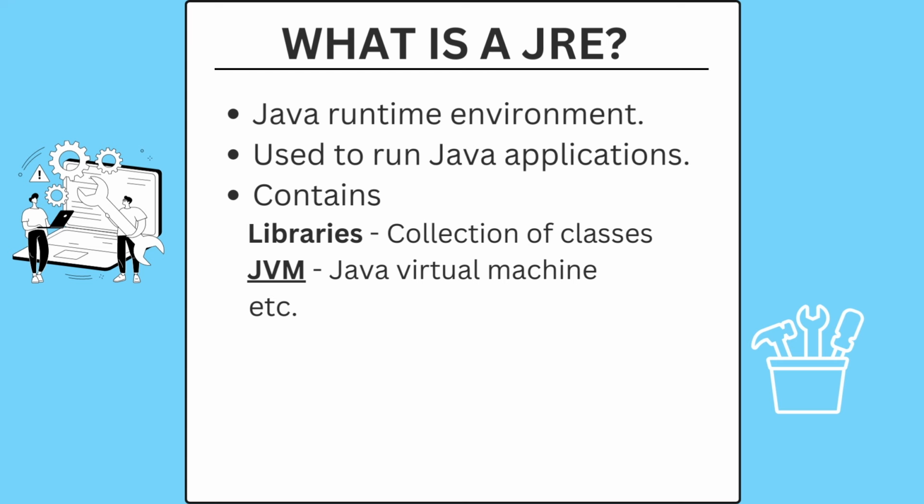And what is a library? We can think of a library as a collection of pre-built classes, right? So classes of some importance which have already been written, verified by expert programmers, and we can use in our application, right? And the other thing is the JVM. So JVM is nothing but the Java Virtual Machine, and we will understand the Java Virtual Machine in the next slide.